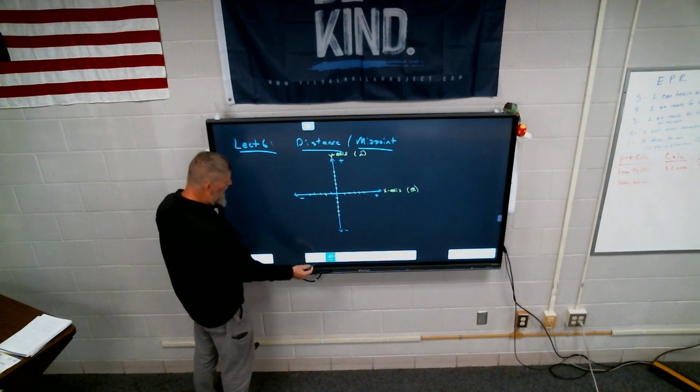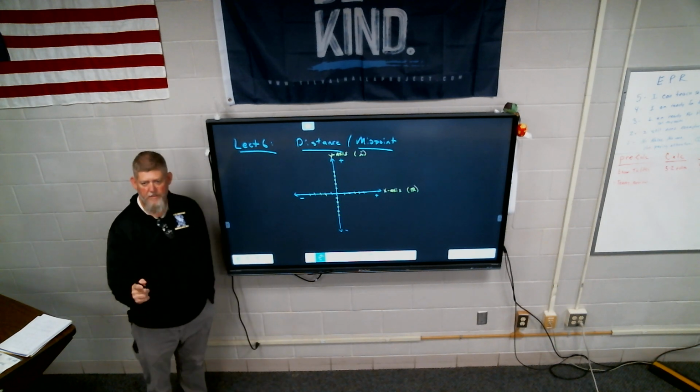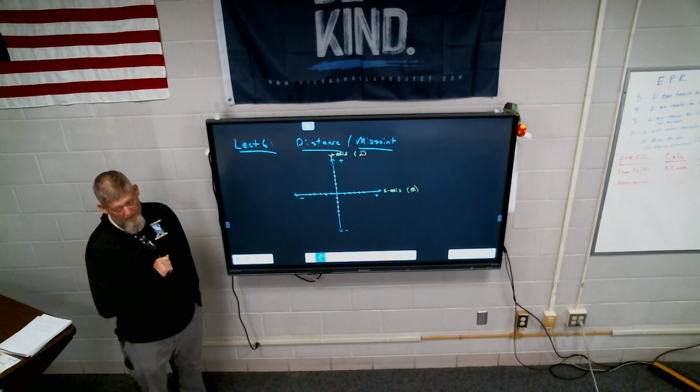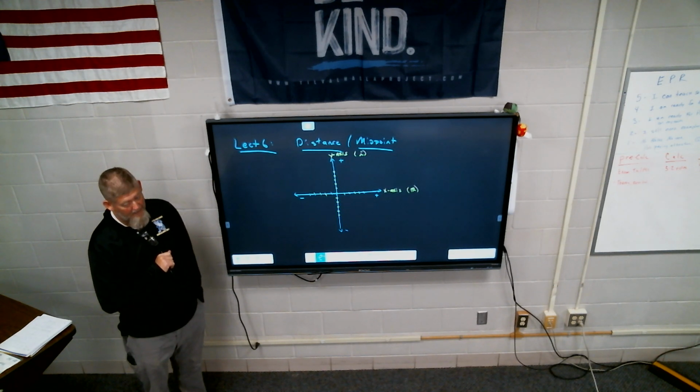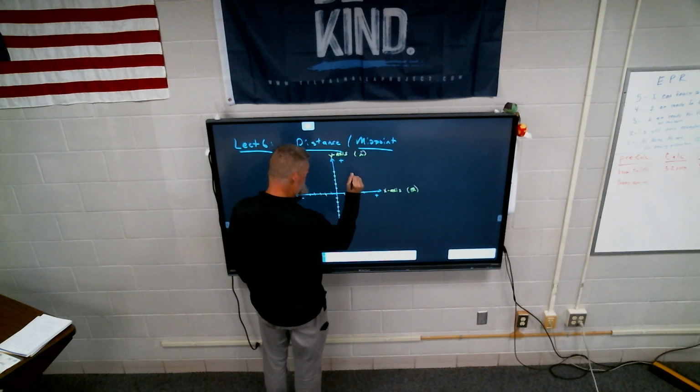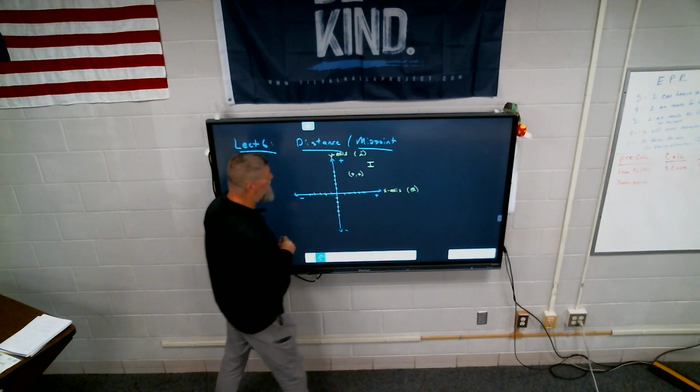All right, what else do you know about this? There's 4 quadrants. Can you tell me which one's the first one? Positive, positive. So that's 2 ways to look at it. All the ordered pairs here are going to be positive, positive. And that's the very first quadrant. And we always use Roman numerals.